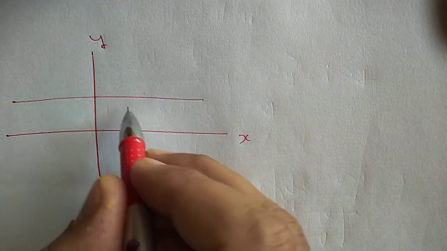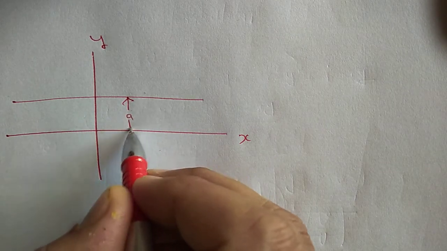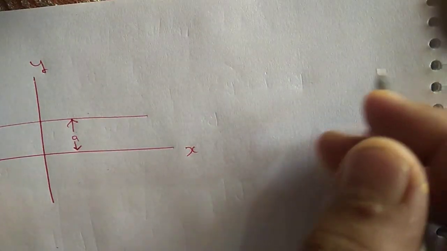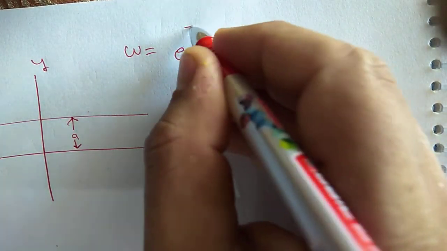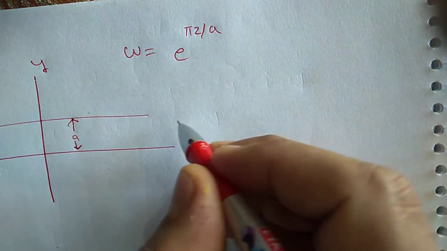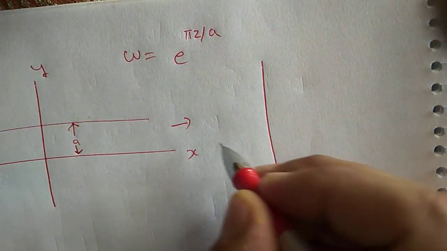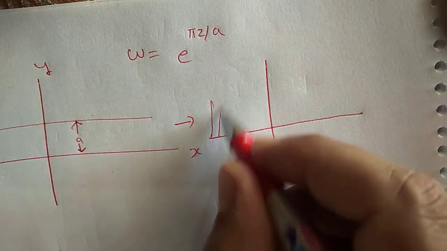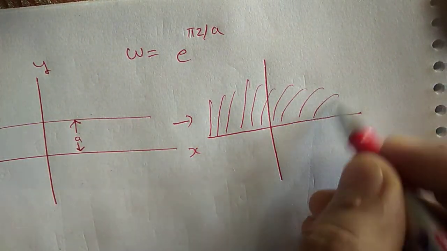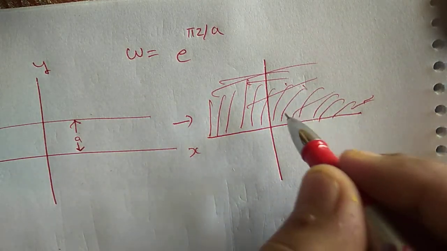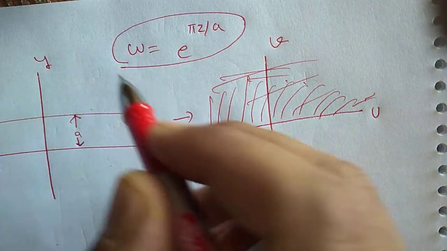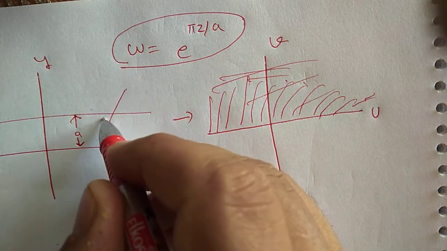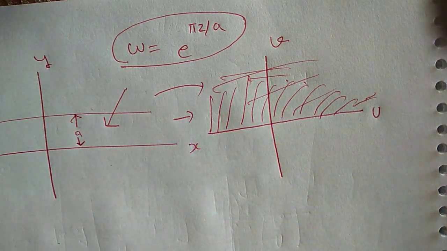This is the x, this is the y, and this is the strip, an infinite strip with the width a. If you take the transformation w equal to pi z by a, then in the w plane, this is the upper half plane, so the image will be the upper half plane. This is the u, this is the v. So under the exponent transformation, the image of this infinite strip will be the upper half plane.